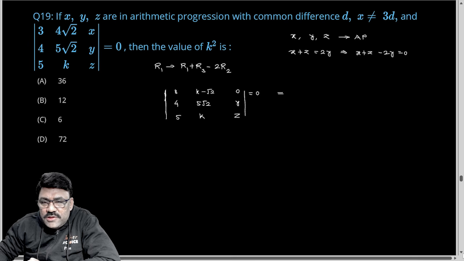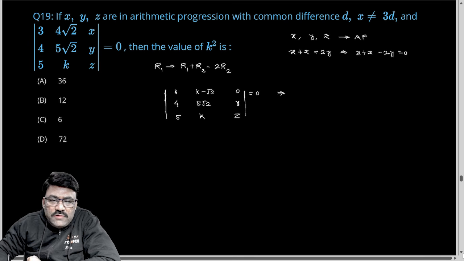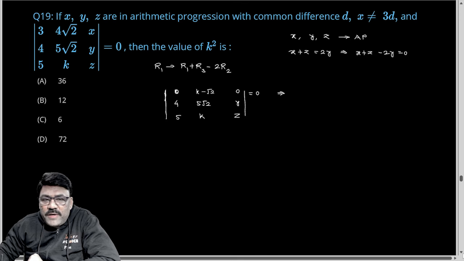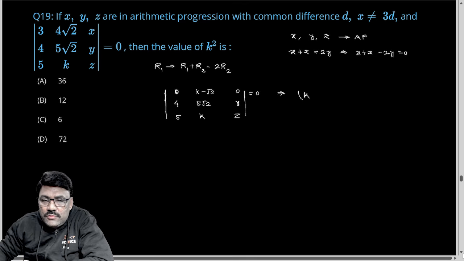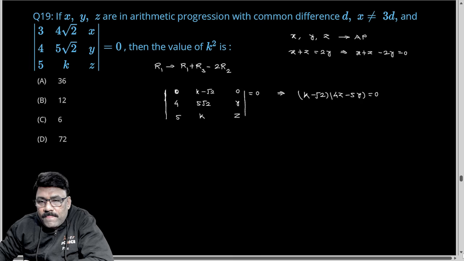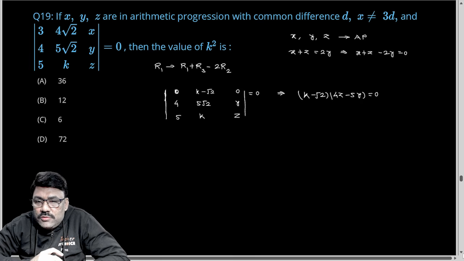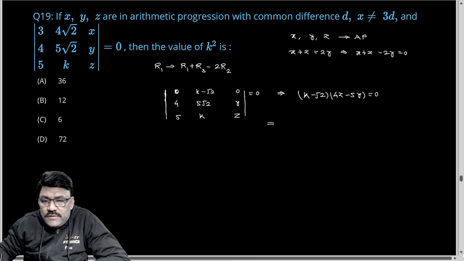Now if I expand this determinant through the first row, because in the first row we have 2 zeros, I will get K minus root 2 into 4Z minus 5Y is equal to 0. So this gives you 2 possibilities. Either K is equal to root 2 or 4Z is equal to 5Y.